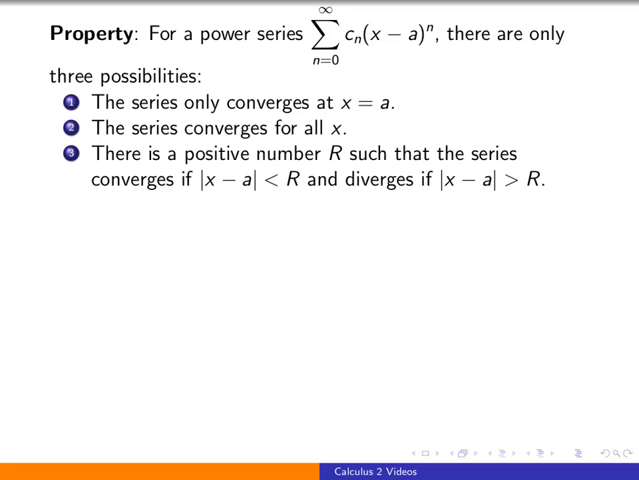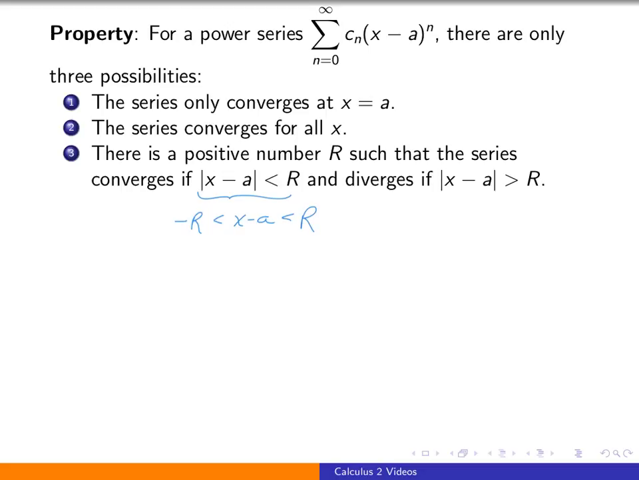And the 3 possibilities are as follows. For a power series centered at a, the power series will only converge at x equals a, that is the value where it is centered, or, as we saw in a previous example, the power series will converge for all values of x. And then the third possibility, somewhere in between, is that there is a positive number r such that the series converges if the absolute value of x minus a is less than r and diverges if it's bigger than r. And just to make an observation, let's note that x minus a, an absolute value less than r, is equivalent to saying that x minus a is bigger than minus r and smaller than r.